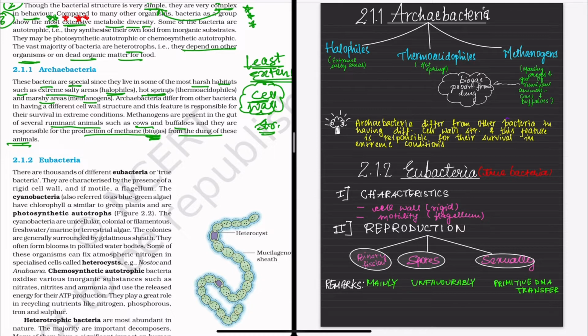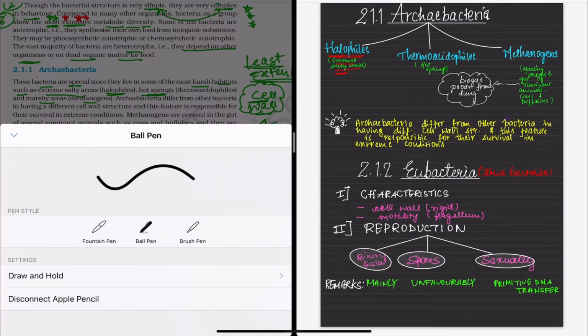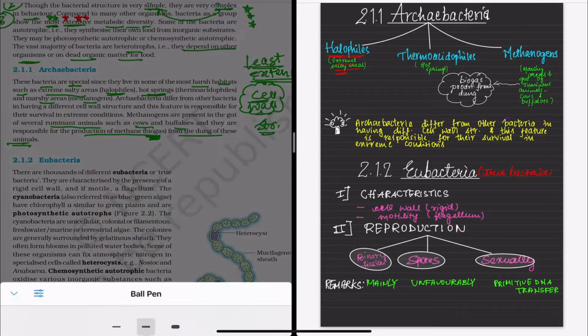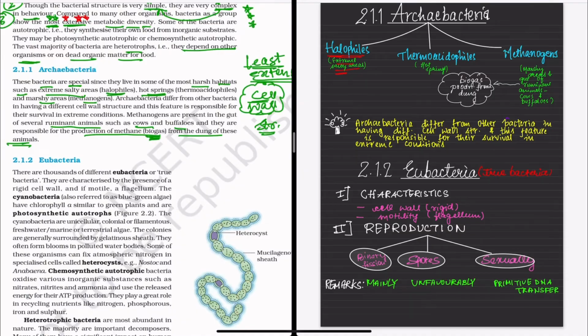Now the archaebacteria, halophiles, extremely salty areas. How would we remember extremely salty areas, halophiles? Now look at halogens. What are halogens? These halogens are salt producers. How would you remember it? Halogens: halo plus gen. Halo means salt, and gen means generator. Salt generator. Now take a halogen such as chlorine.